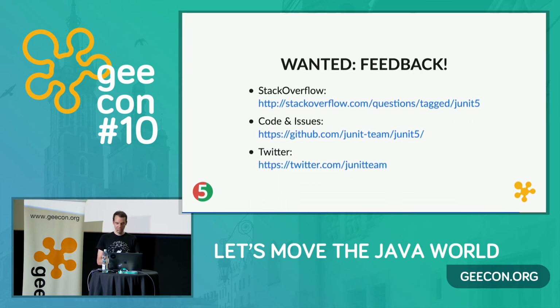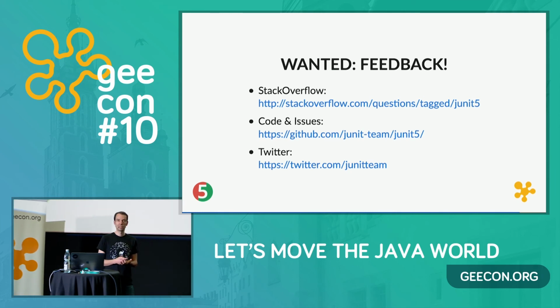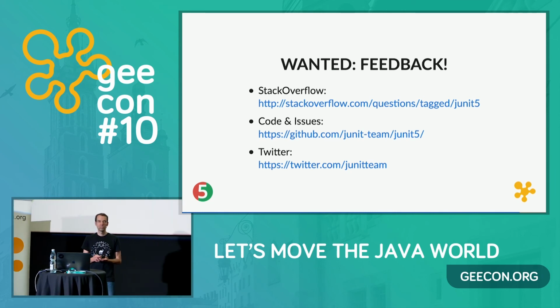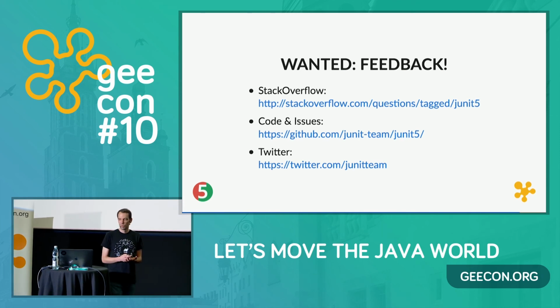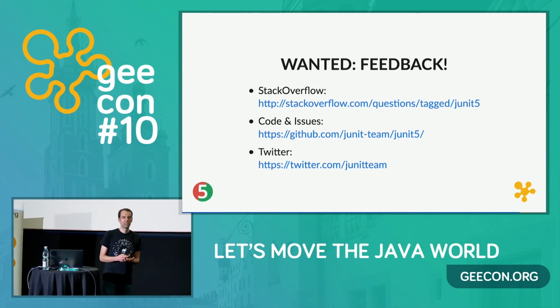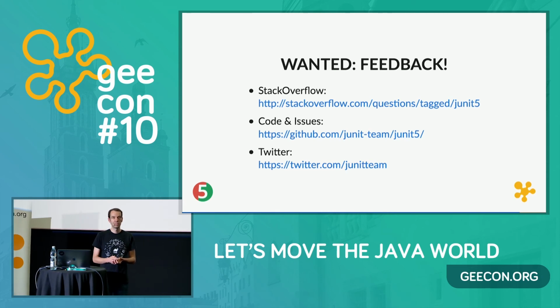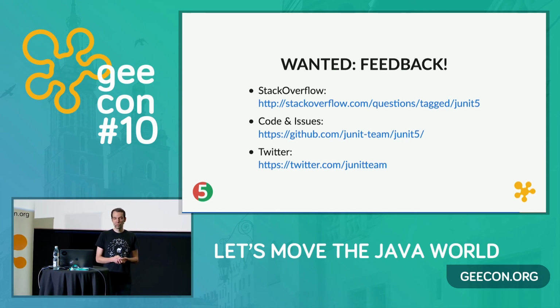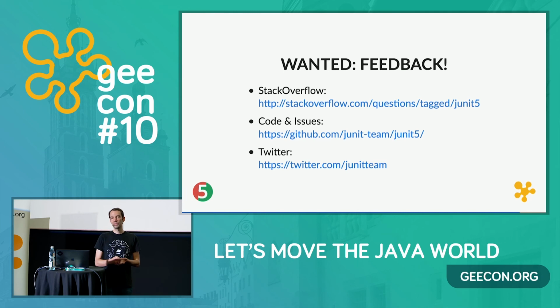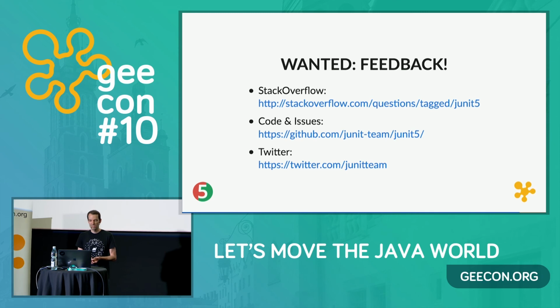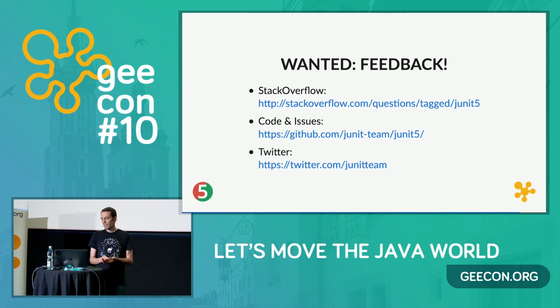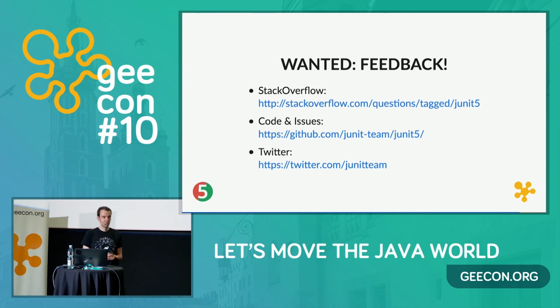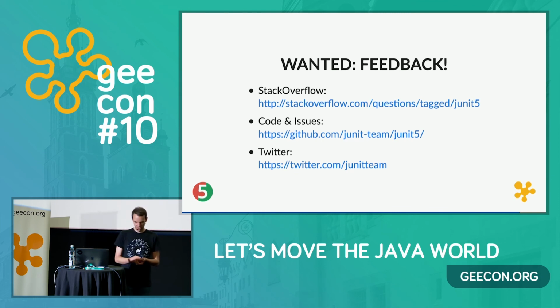All right, what we want as a JUnit team is we want your feedback. So if you have a question, please head over to Stack Overflow and open a question. We monitor the JUnit 5 tag really closely, so in case there's a question that's not answered, the JUnit team will answer. Of course, you can also create an issue in case you suspect this is a bug or maybe a missing feature. We would love to hear about that from you. So please go to GitHub, check out the code, open an issue. If all that's too much, we also have a Twitter account, so you can also ping us there. And we will respond usually within a couple days, I think.